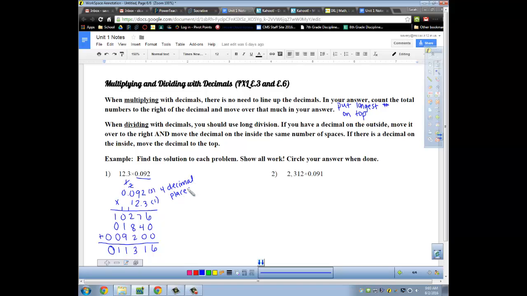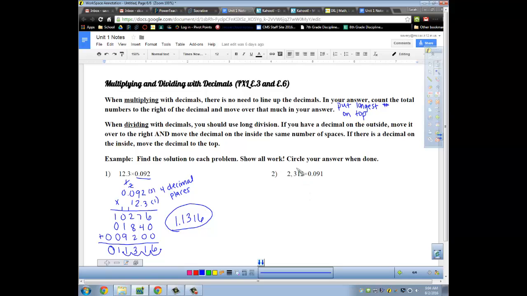So I'm just going to write a note reminding myself. So there are 3 there, 1 here, so 3 plus 1 is 4. So when I go down here, I'm going to start at the end and move over 4 places. 1, 2, 3, 4. So the answer is 1.1316. Now some people might say, what about the 0? You can put the 0 there, but anytime there's a 0 out in the front, it really doesn't affect anything, so you can get rid of it.